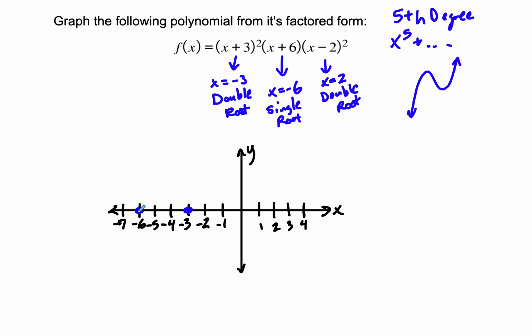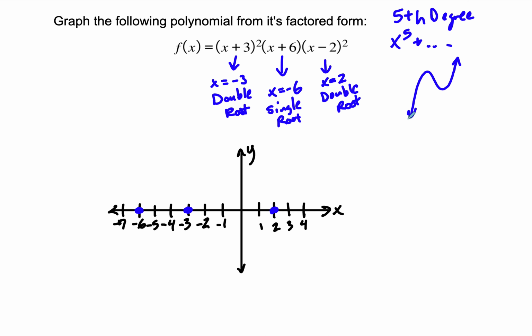Okay, so I know it's actually going to have to come from negative infinity right down here, and then it's going to have to pass through negative 6. At negative 3, it's actually going to hit the x-axis, go back up, and then my final double root is right here, which is going to do the same thing again. It's going to hit the x-axis and go back up.